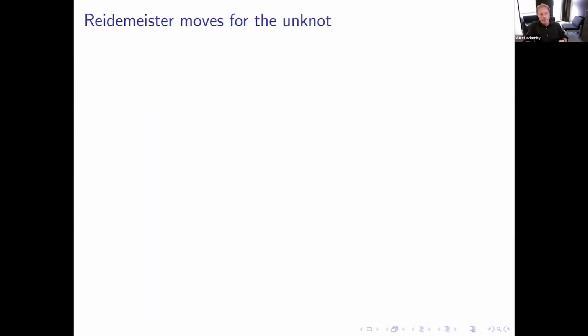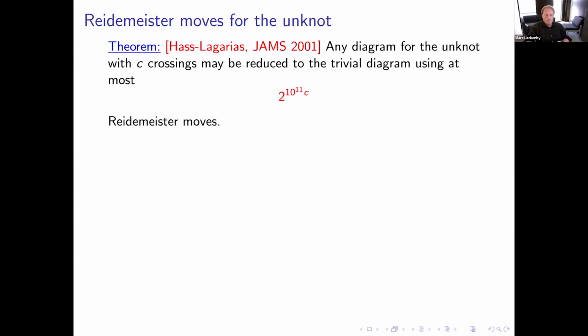Okay, so what's known about Reidemeister moves for the unknot? Well, for a long time, this was the best upper bound due to Haas and Lagarias. It says that if I've got a diagram of the unknot with C crossings, it can be converted to the trivial diagram with no crossings using at most exponentially many Reidemeister moves. So how does that work?